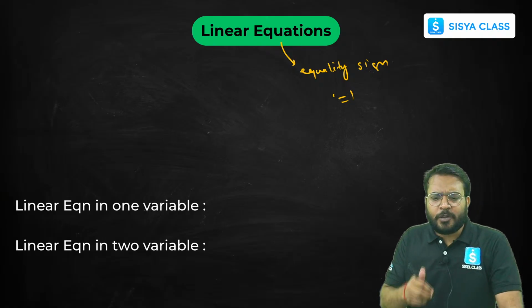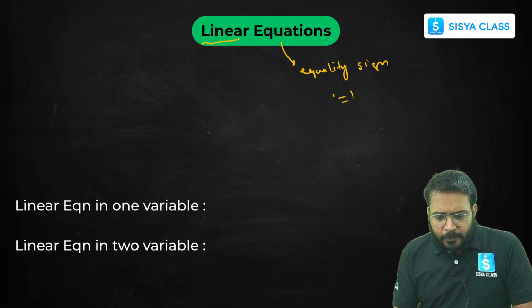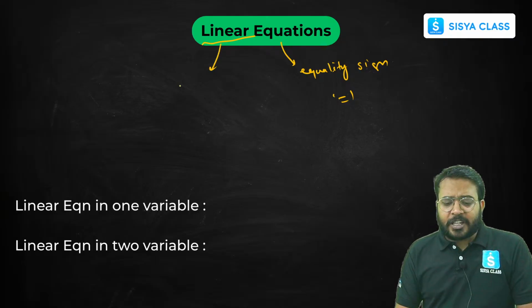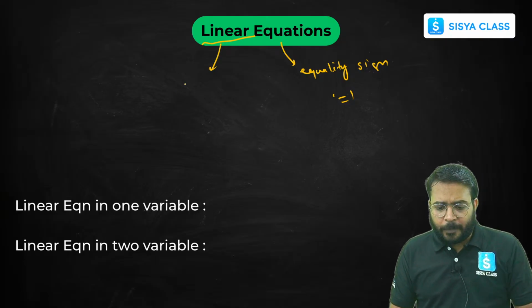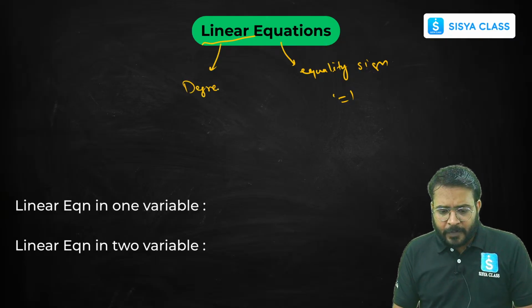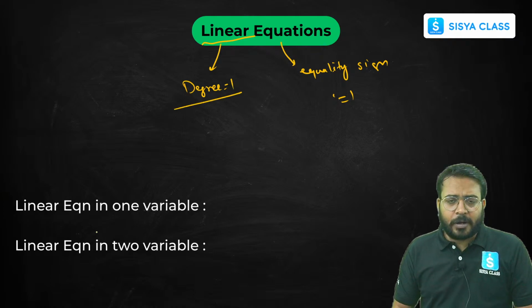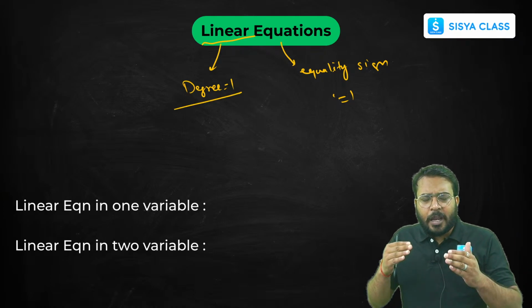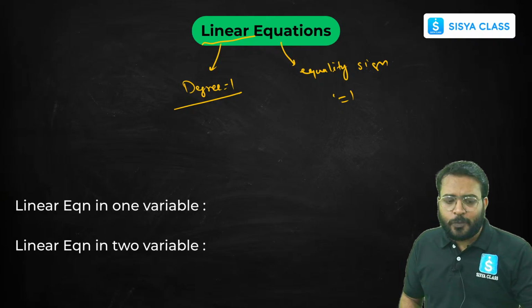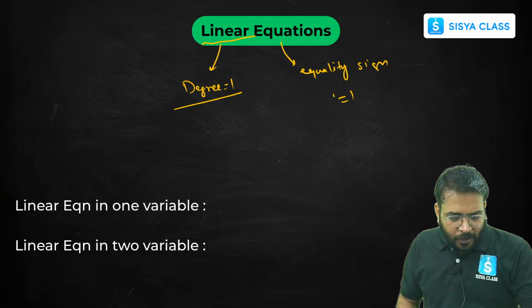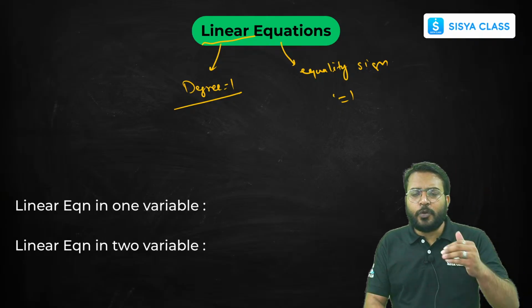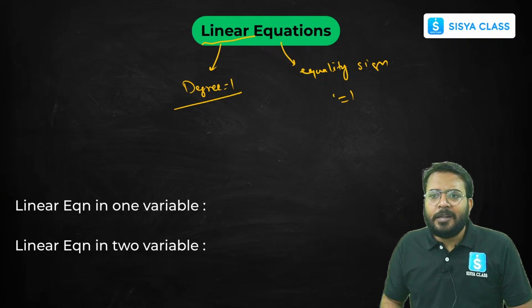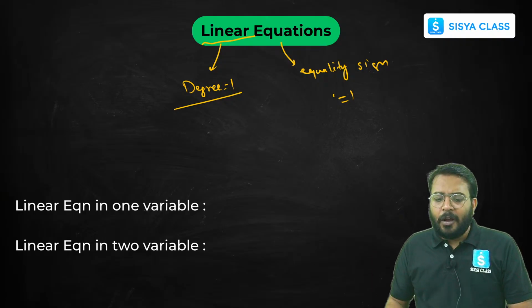Now what is meant by linear? Linear means an algebraic expression whose degree is 1. So altogether, an algebraic expression whose degree is 1 and which has an equality sign is called a linear equation.